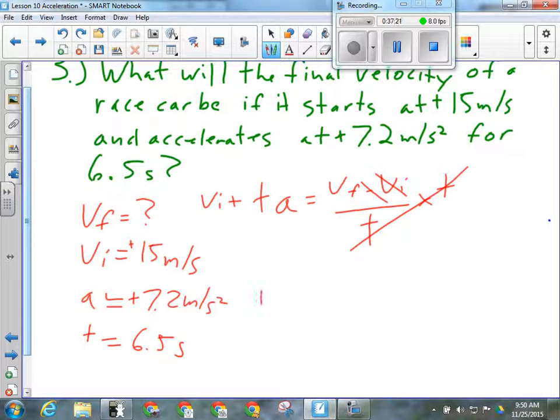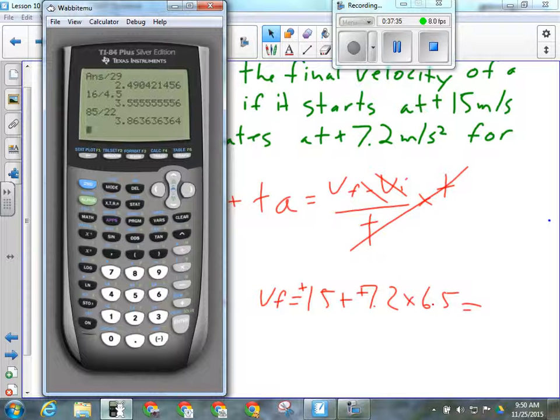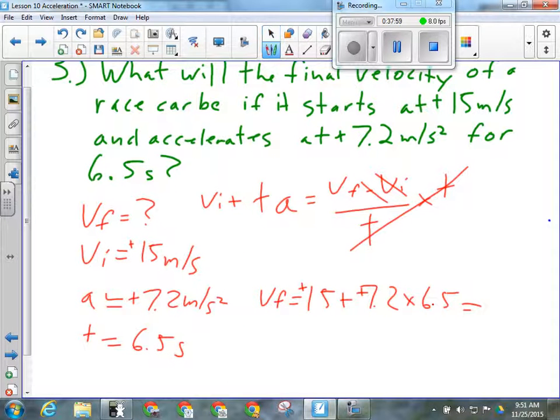So when we do that, VF is going to equal positive 15, plus positive 7.2 times 6.5. Everything's positive in that question, so that works out easy for us. 15 plus 7.2 times 6.5. This time I can let my calculator do order of operations because that's what it's supposed to do. All right, so I get that the final velocity is going to be 61.8 meters per second. Positive 61.8 meters per second.